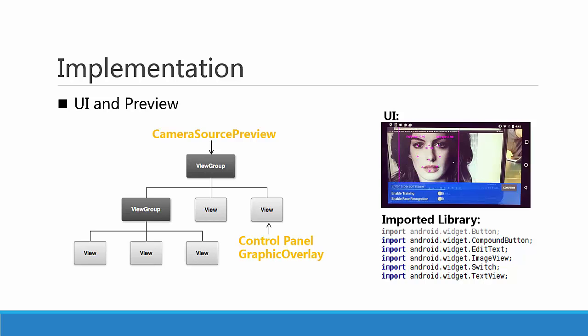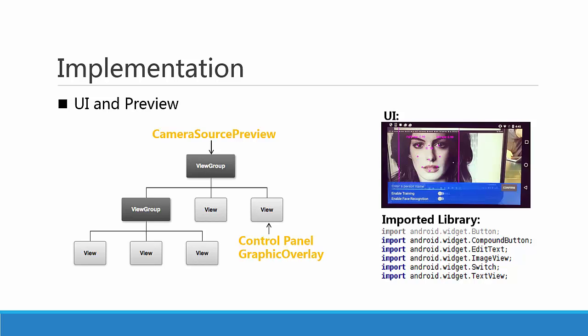All user interface elements in an Android app are built using view and view group objects. A view is an object that draws something on the screen that the user can interact with. A view group is an object that holds other view objects in order to define the layout of the interface. Camera source is a view group, and control panel and graphic overlay are views.